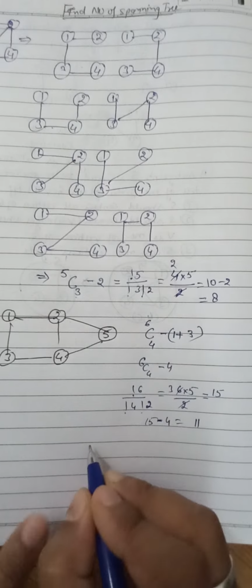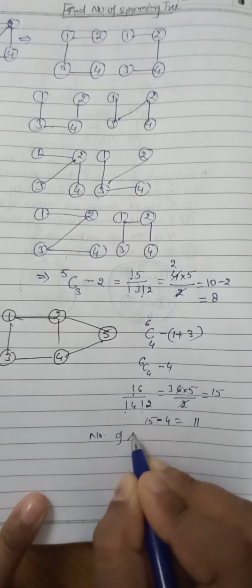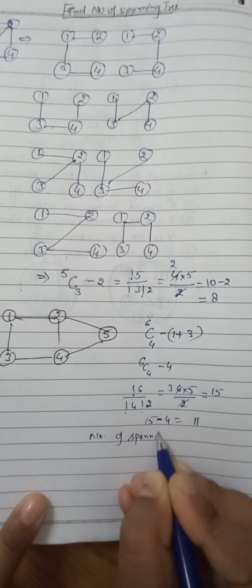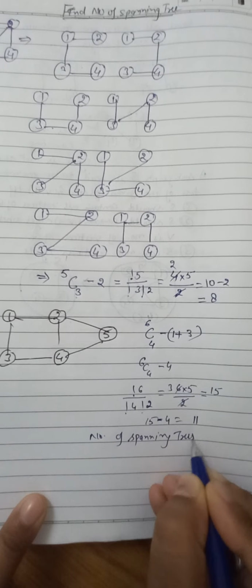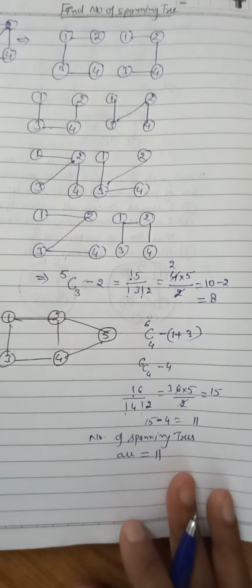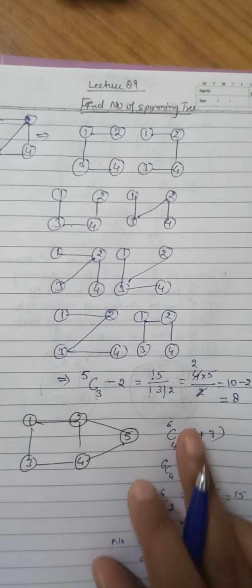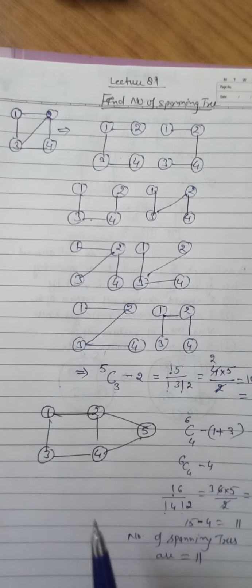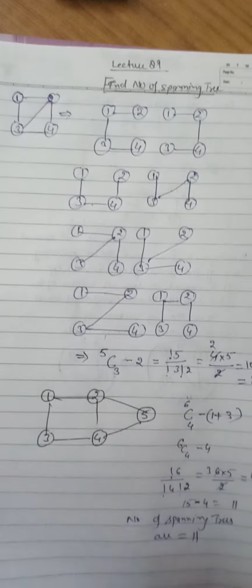So the number of spanning trees is 11. In this way, this is the formula. We can find out with any graph how many spanning trees are possible.